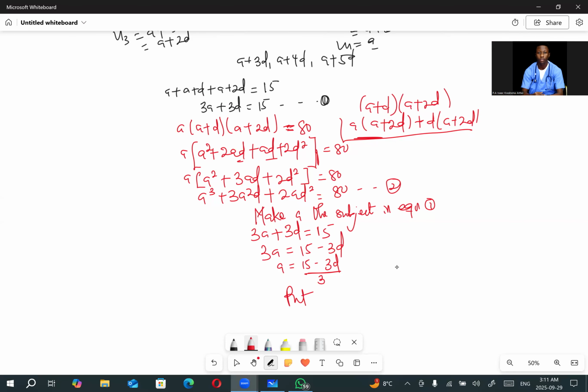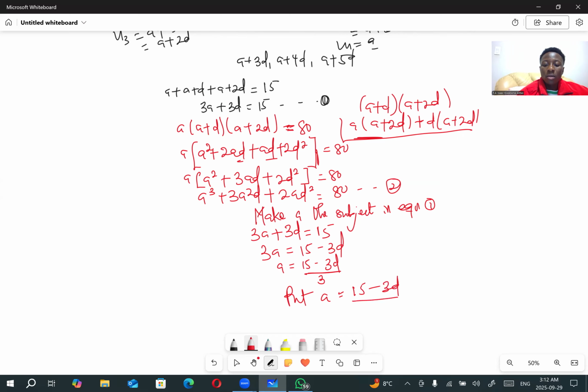So the answer we got for the first equation, I'm going to put it in the second equation, which has the A. You will replace A with the answer you get. Okay, put it down, put A into equation 2. So I have A equals 15 minus. Hold on with your question. Into equation 2. Ask your question.